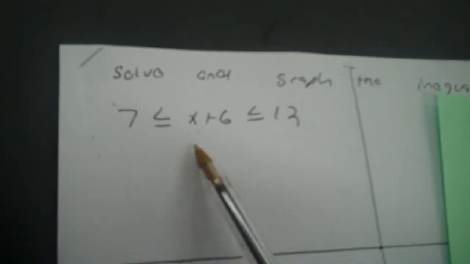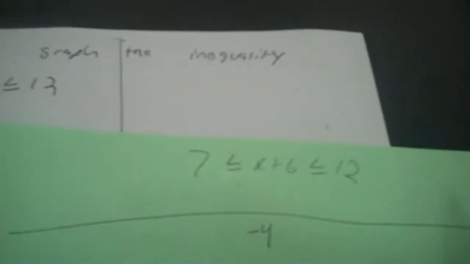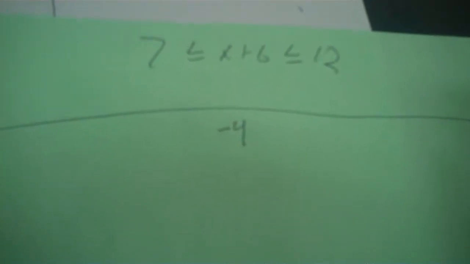Okay, next, solve and graph the inequality. Well, for me to put into context what you're trying to figure out, you're trying to figure out all possible numbers for x in this inequality. So what I've done is I copied that to a green piece of paper. You don't need to write it, just watch.